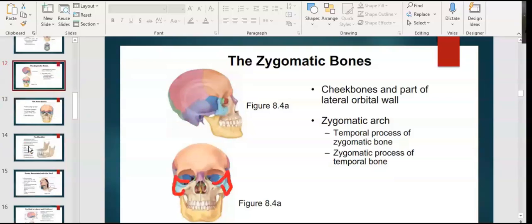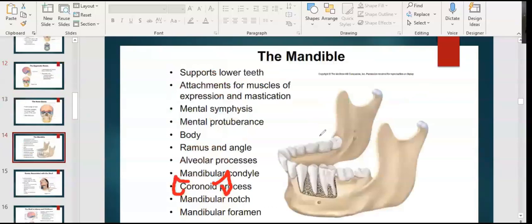If we scroll down, we have the mandible. It's where our lower teeth are going to be. And it has different areas. It's going to have, this is going to be the ramus, the angle, the body.